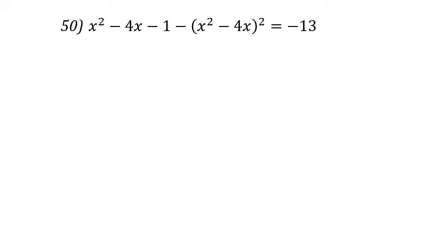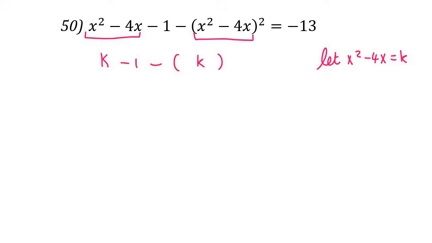What we should realize here is that this part is the same. So what we do is we just say let x squared minus 4x equal k. And so we replace that with k minus 1 minus, and then in brackets, k squared. Now we can just say k minus 1 minus k squared equals minus 13. And now it's easy. We just solve for k.